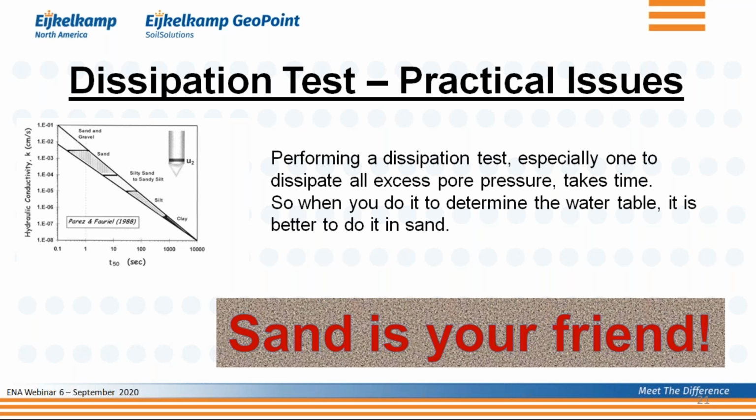If you try to figure out where your water table is by doing a dissipation test in clay, your T50 could be 3,000 seconds, 4,000 seconds, 5,000 seconds, so well over an hour. And that's only the T50. If you want to wait all the way until you get your hydrostatic pressure, you are talking about many hours, sometimes several days. So that is why, if you don't know where your water table is, do it in sand. The T50 is relatively short, and that means that your final pressure will equalize relatively quickly, in a matter of minutes rather than hours or days.